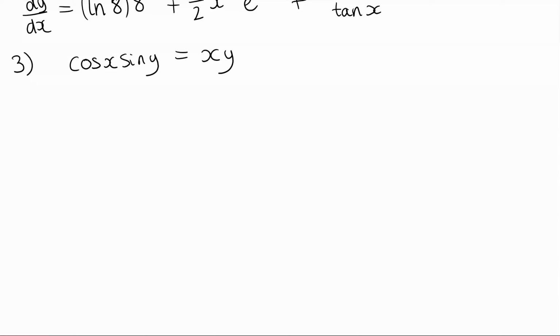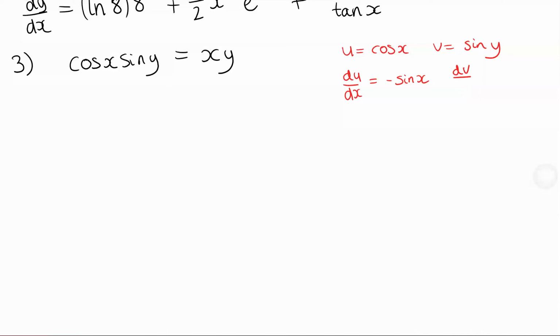Now I've got a function of x times a function of y. So I've got a function times a function. I can't really simplify this, so what I need to use is the product rule. So the product rule, we take the first function, so if I have u equals cos x and v equals sine y, I'm going to find my du by dx, which is going to be minus sine x, and I'm also going to find dv by dy here.